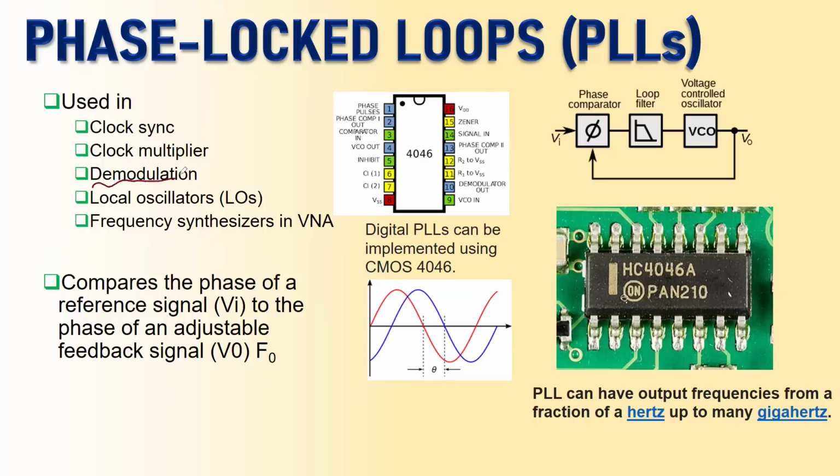It is also used to demodulate your signal. In radio communication, you have a frequency modulated signal that is transmitted by a transmitter, and at the receiver end you want to extract the original FM signal. So in the demodulator block you can use the PLL to extract your original FM signal.